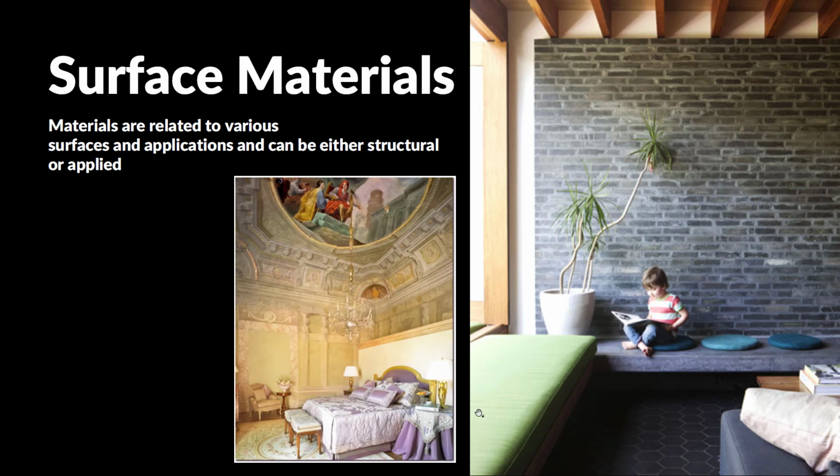On the right image, we see a brick wall. That brick is not only something we see and adds character to the room, but it's also how the wall is built. It is the structure of the wall. On the left, we're seeing a very ornate, elaborate room, but all those plaster details are purely applied to the surface. They're not structural, they're not critical to the wall standing or holding up the ceiling, just applied to the surface.